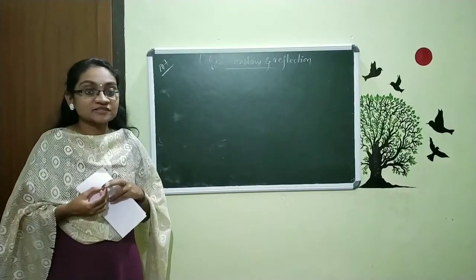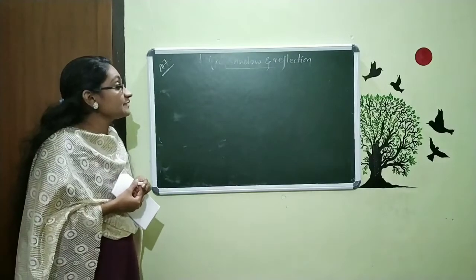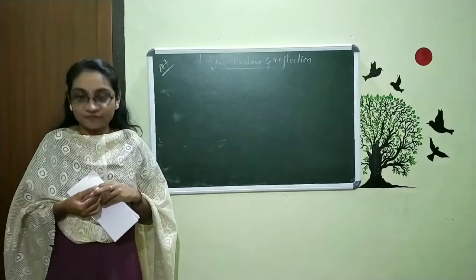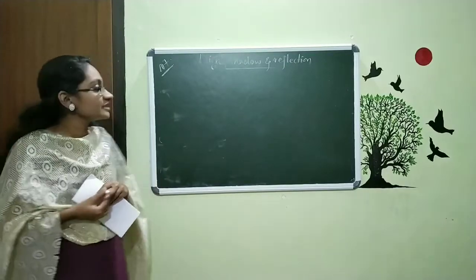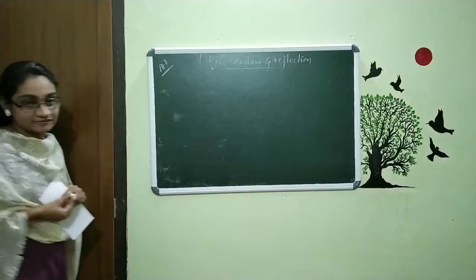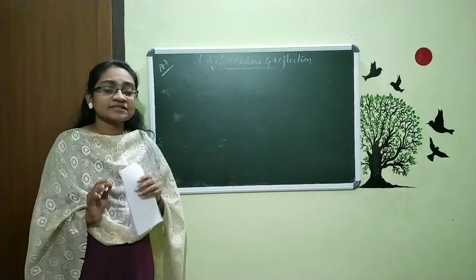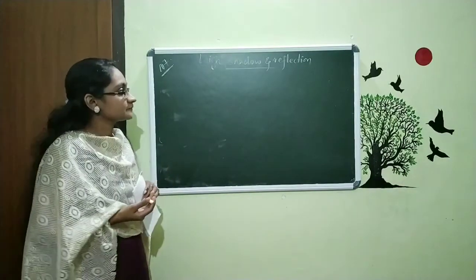Today our class is physics and our chapter name is light, shadow and reflection. This is one new chapter and you can see this chapter in your textbook page number 107. This is one simple chapter and today we are going to discuss this.